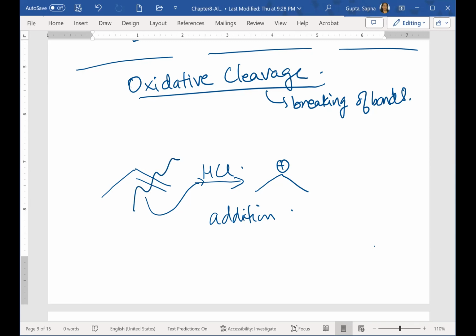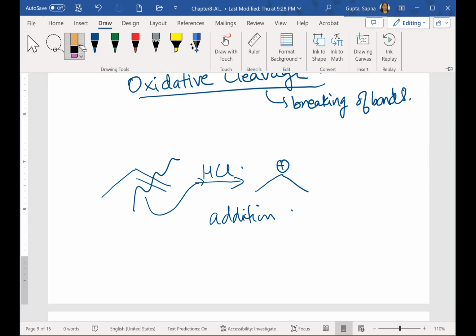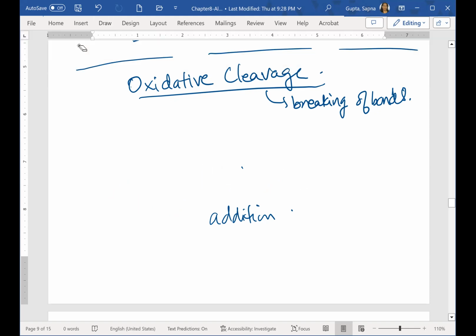So you want to be careful when you write your mechanisms and when you're talking to each other. And I hope you're talking to each other and explaining the mechanisms. Use the right terms, so that way you will also understand the reaction much better. Don't say that the double bond is broken. Say the double bond is adding on a hydrogen because it is an addition reaction. Oxidative cleavage is really where you break double bonds. So it's two different things.